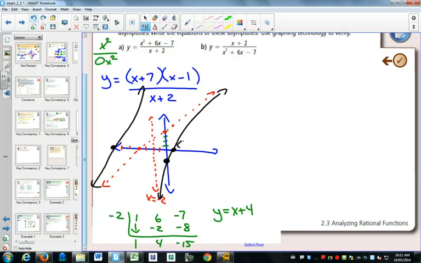Can someone tell me what this point is? We know this one's at 1, 0, and this one's at negative 7, 0. What's our y-intercept going to be? Well, that's always when x is 0, but what's y? How do you find a y-intercept? Make the x 0. Can you see that this would be 0, this would be 0, this would be 0? What do we got? Negative 7 over 2, or negative 3.5. So there's your y-intercept.